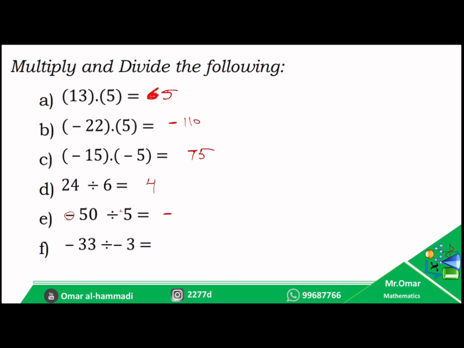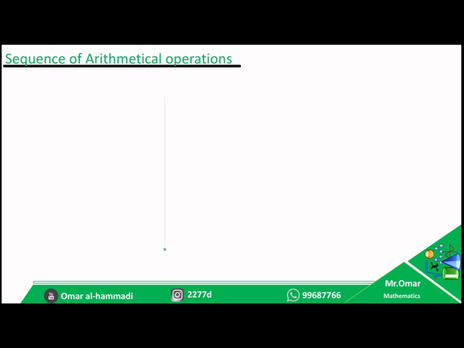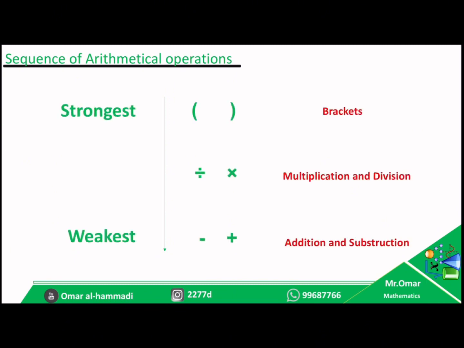And 50 divided by 5 is equal to what? Is equal to 10. Then minus 33 divided by minus 3 is equal to 11. Okay, so this is an easy one. And here we have what? Here we have a sequence of arithmetical operations. This is the order that we will use. We have brackets, multiplication and division, addition and subtraction. The brackets are the strongest one, and later on it goes down till the weakest one. So from the strongest one till the weakest one.